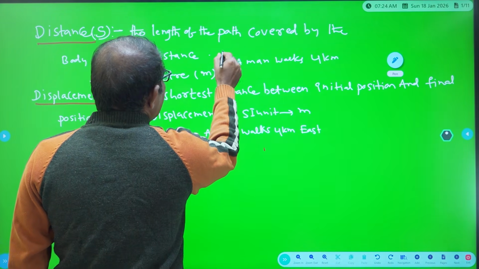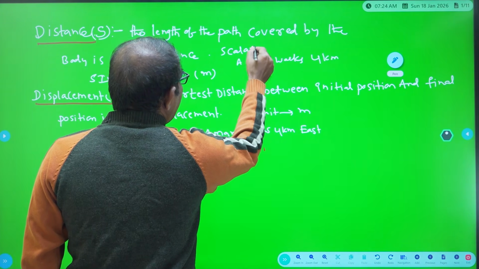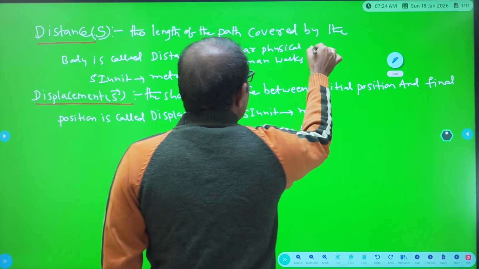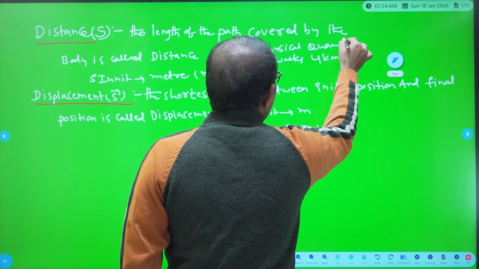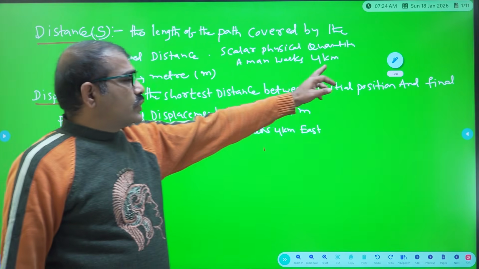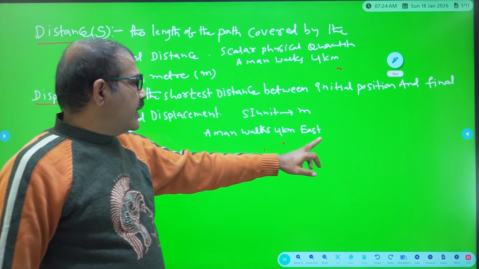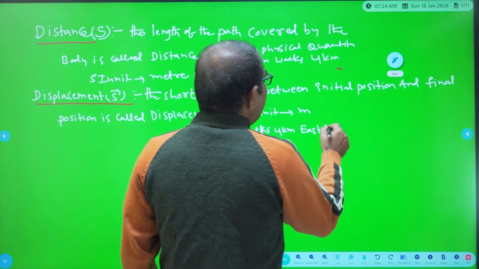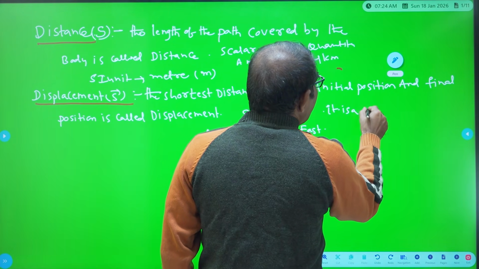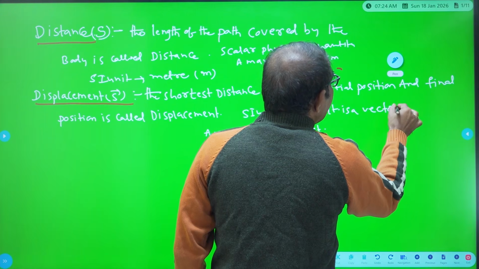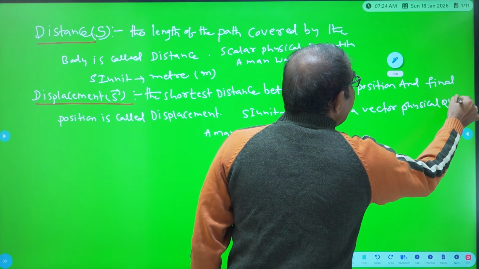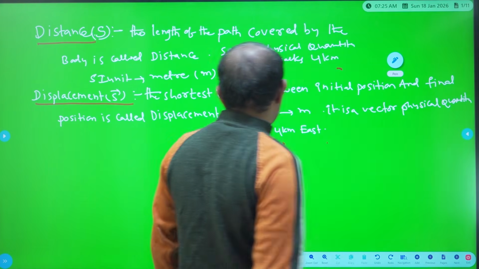Distance is a scalar physical quantity, because it is having only magnitude, 4 kilometers. Now it is having magnitude and direction, so it is a vector physical quantity.